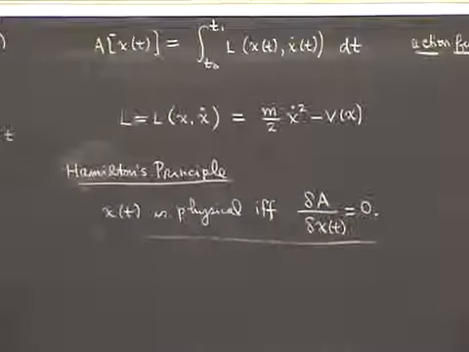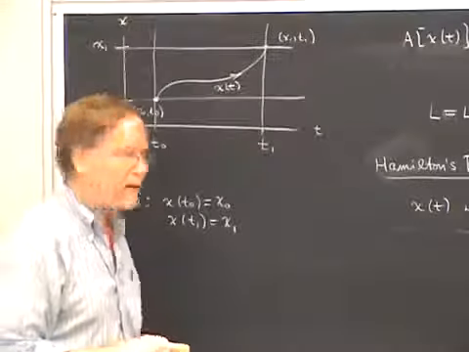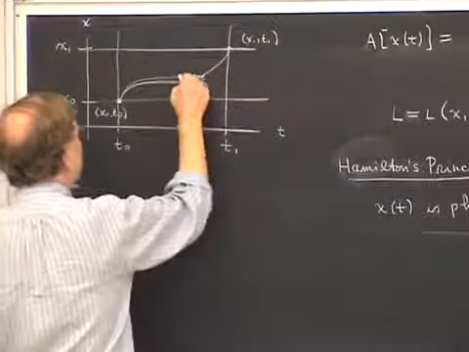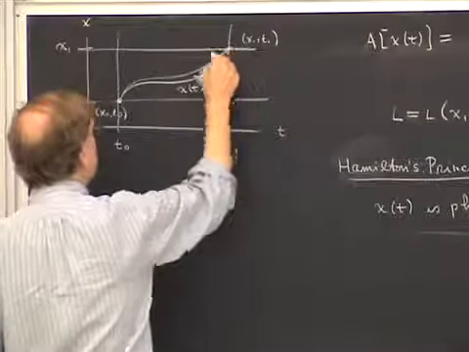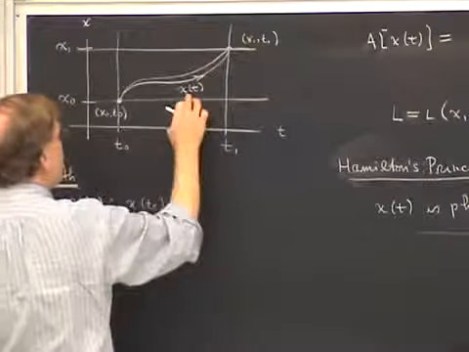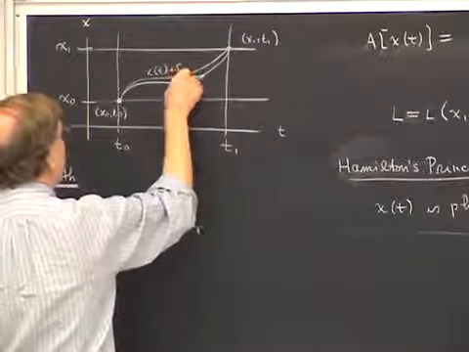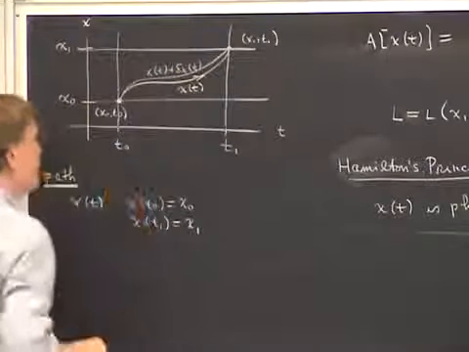So let's take a path x of t, which need not be a physical path, and let's consider another path which is nearby. So I'll sketch it here. It's supposed to go through the same endpoints at n times as the original path. So let's call it x of t plus delta x of t, for a nearby path.